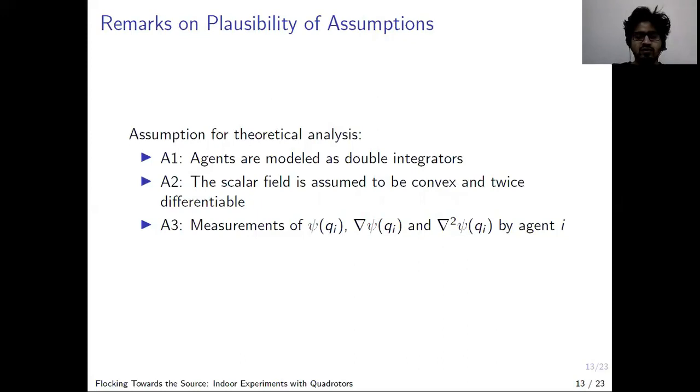In order to discuss experimental results, we should first talk about the plausibility of assumptions that we made for our theoretical analysis. We made 3 assumptions. A1, agents were modeled as double integrators. Assumption 2 was that the scalar field is assumed to be convex and twice differentiable. We also assumed that each agent had access to the gradient and the Hessian evaluated at the agent location.